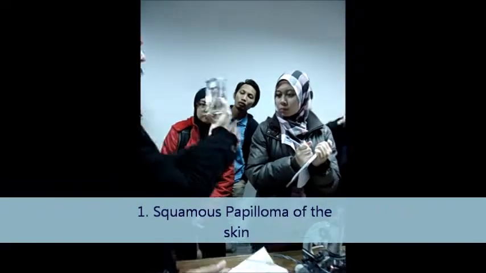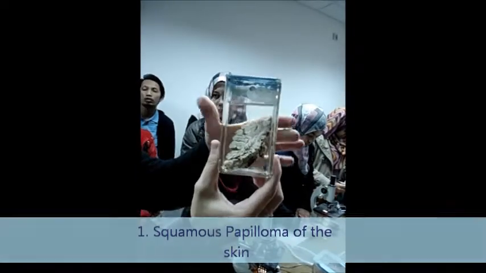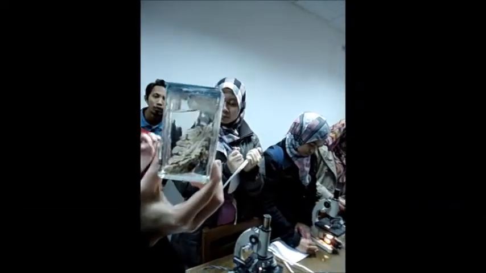And a core, right? If you see here, there's a skin covering and a core. This is a fibrovascular core, and this is what we call a papilla. Okay, papilla is something that has a cover and a core. So this is papilloma of the skin. If you just take it around, pass it around you guys, so everyone can have a look at it. So that's squamous papilloma of the skin.